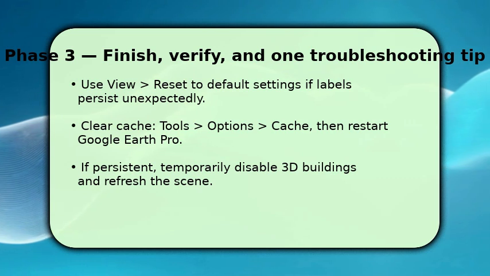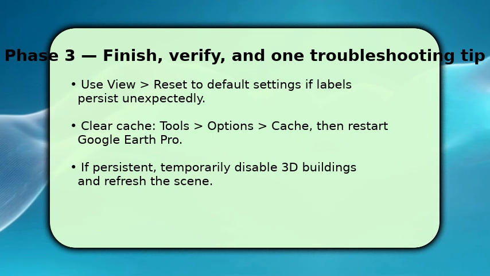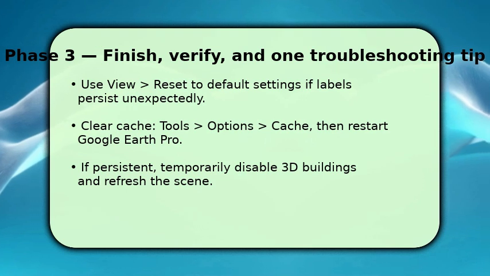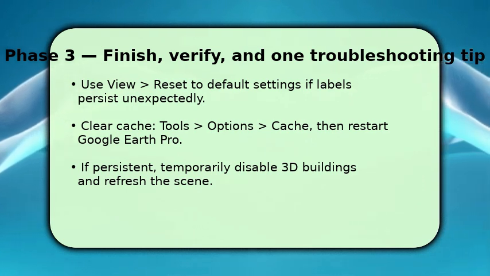Make sure to disable 3D buildings briefly to catch labels anchored in models. If problems continue, check for duplicate KML imports. One troubleshooting tip: toggling the parent layer off and on forces a full redraw and often clears stubborn labels.